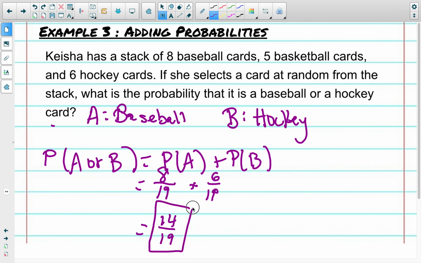For probability, we like to leave it as fractions. Decimals would also be correct, but typically we will leave it as fractions in here.